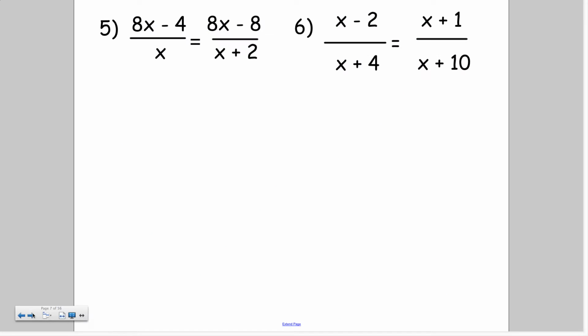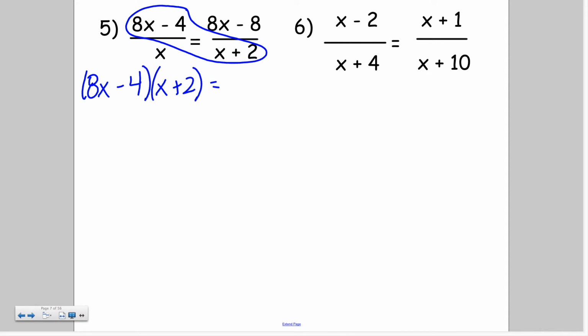Alright, starting on page 4, problems 5 through 8 get a little bit bigger. Because if you'll notice, we're going to be multiplying binomials times binomials, which means you're either going to have the box method or FOIL it. So for this first one, we've got 8x minus 4 times x plus 2.